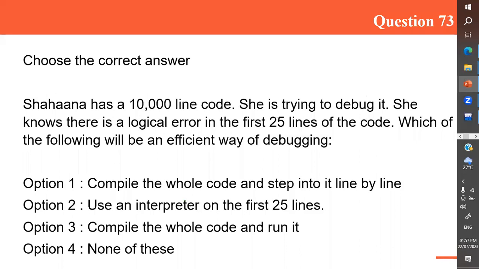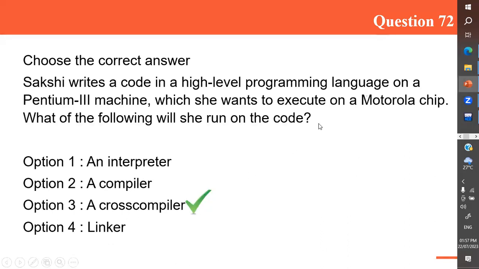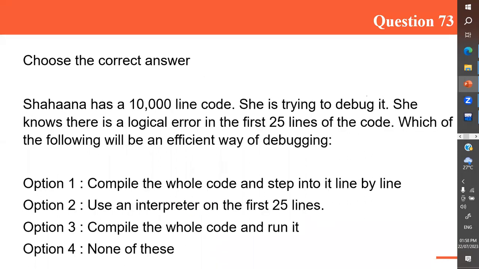See this, everyone. Next one. Sahana has 10,000 lines of code. She is trying to debug it. She knows there is a logical error in the first 25 lines of the code. Which of the following will be an efficient way to debug it? Efficient way of debugging. Second question, Sanjana. Okay, this one. Done, Sanjana? Got it, I hope. Next. People who are trying this, make it fast.